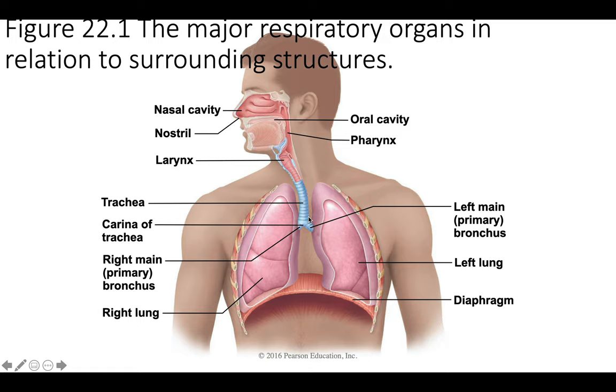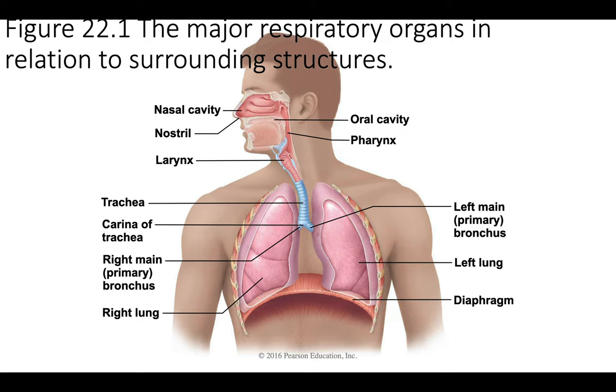From there, you end up having the divisions of the trachea. You have a right and left primary bronchus. And then from there, we end up having smaller and smaller branches that go all the way down into the little sacs called the alveoli. And we'll be looking at that in the slides, a handful of slides later in this lecture.